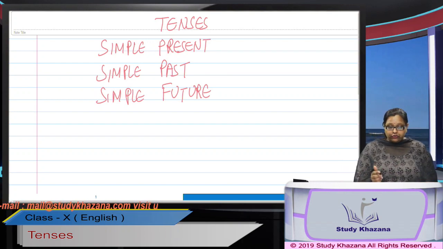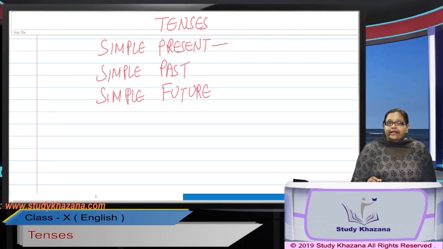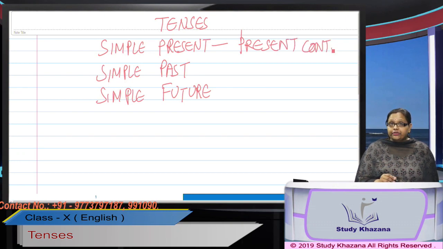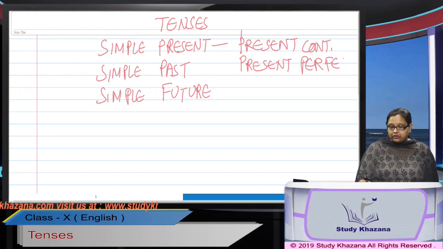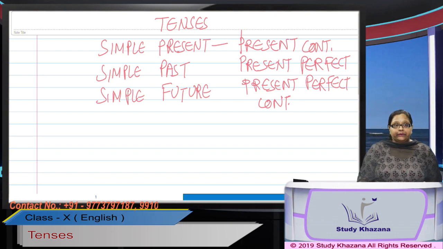Okay, so now to start with, let's take present tense. The present tense can be subdivided into three categories. The first one is present continuous. The second one is present perfect, and the third one is present perfect continuous. So let's start with example.